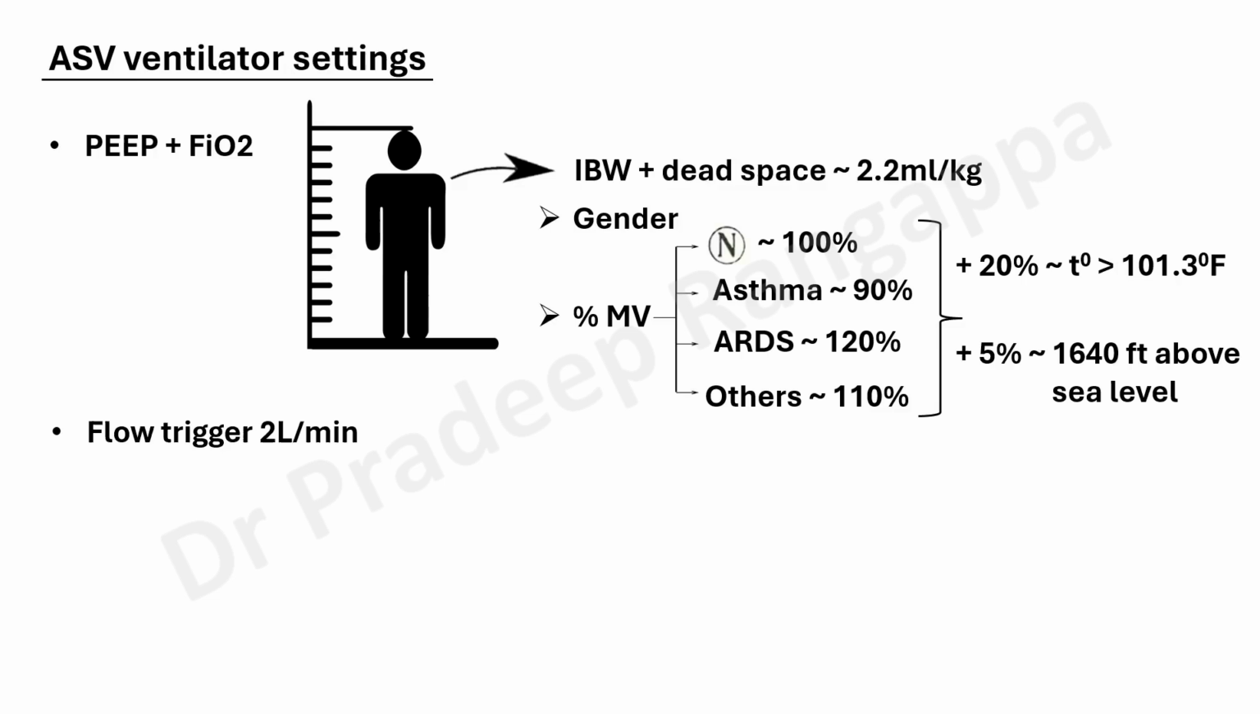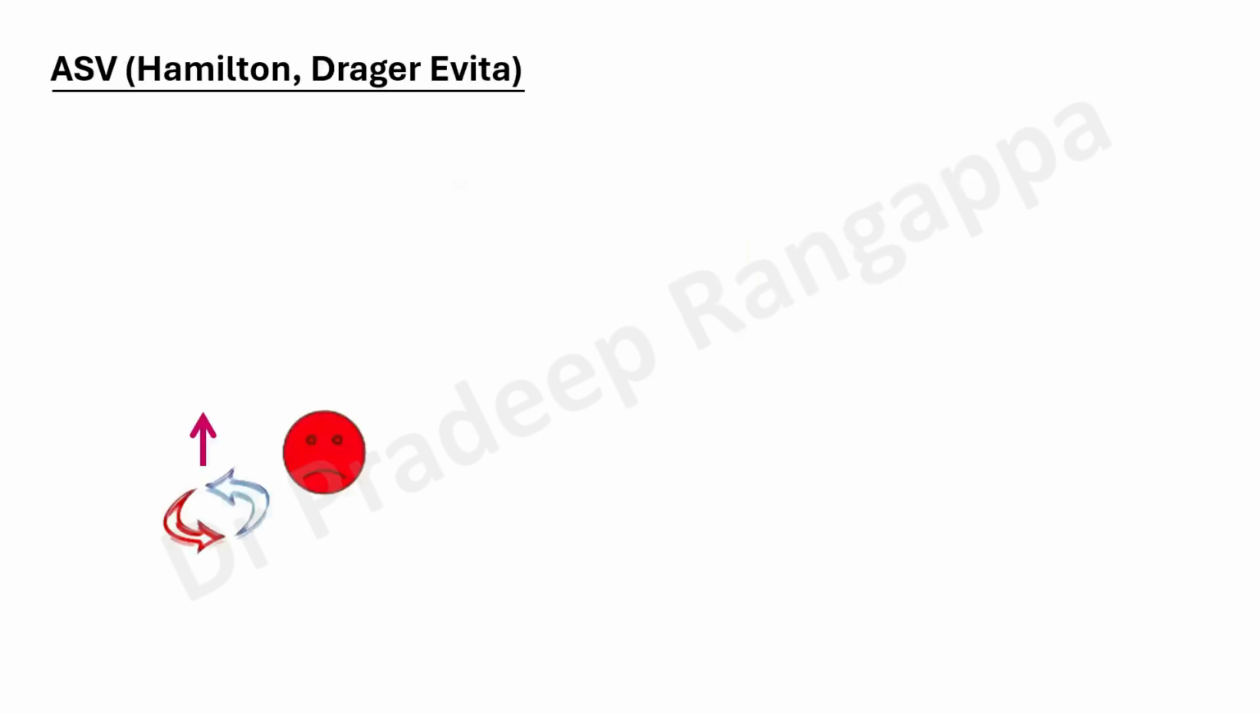So flow trigger is set at 2 liters per minute, and automatic tube compensation in adaptive support ventilation is to be kept at 100%. So these are the default settings that you need to set when you are putting your settings on this ventilator on adaptive support ventilation.